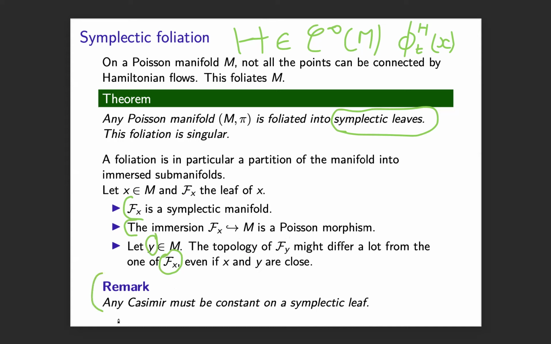So as a remark, any Casimir must be constant on a symplectic leaf. So in general, you may look at levels of Casimir to try to describe your symplectic foliation, but it's not always true. Like we will see that, for instance, on some singular leaf, any function is constant if the singular leaf is a point. So Casimirs are not enough to characterize this leaf.